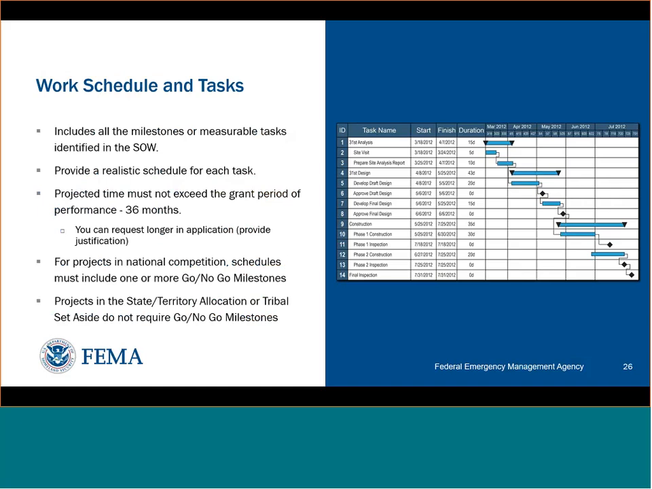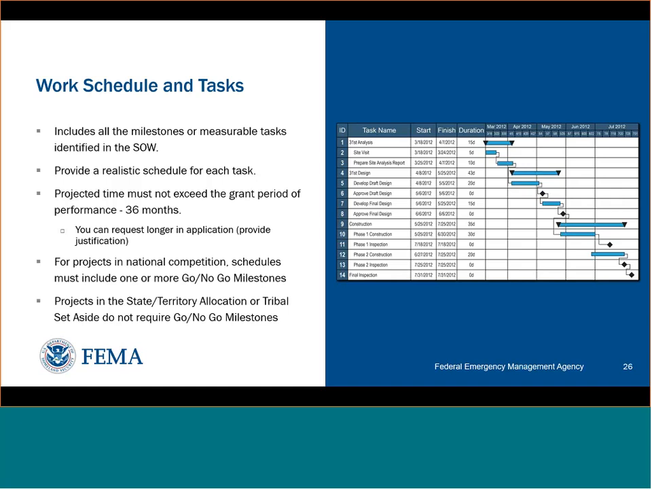You need to develop a schedule for your work that completes it within 36 months, because that's the period of performance that will be established. Once the award is made, you have 36 months to complete that project. Now, you can ask for more time in the application. You will need to provide a justification for that.